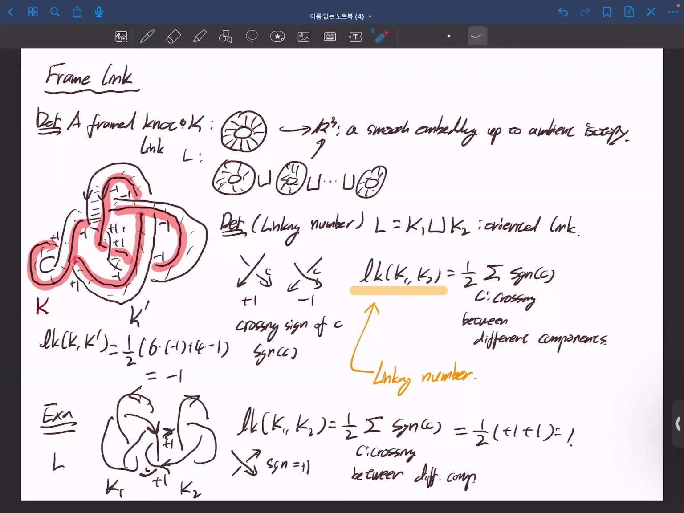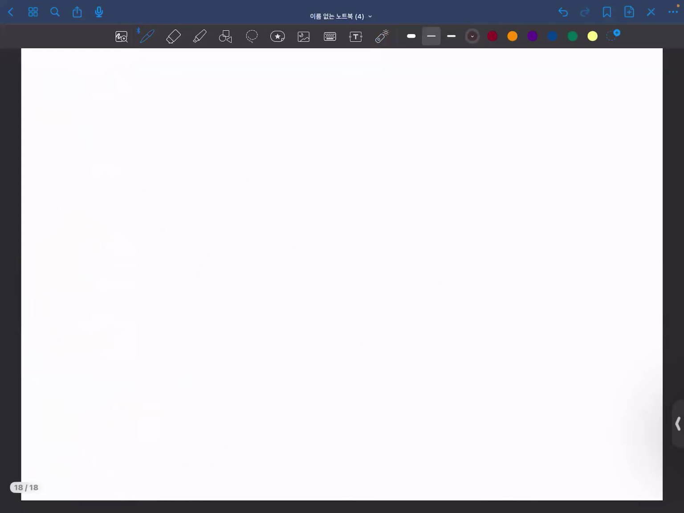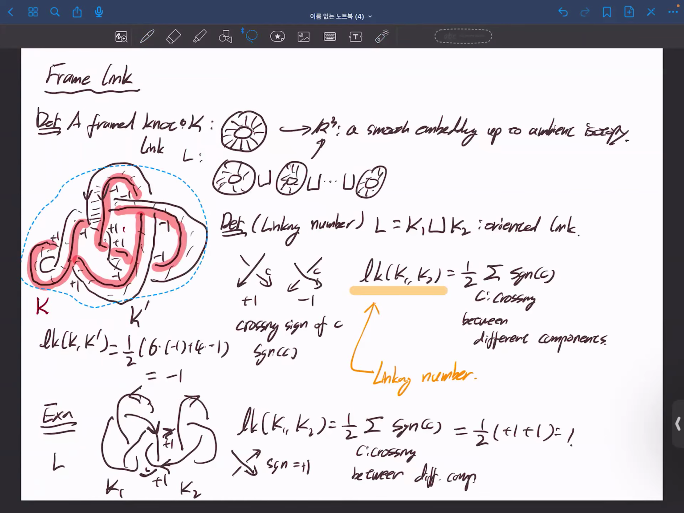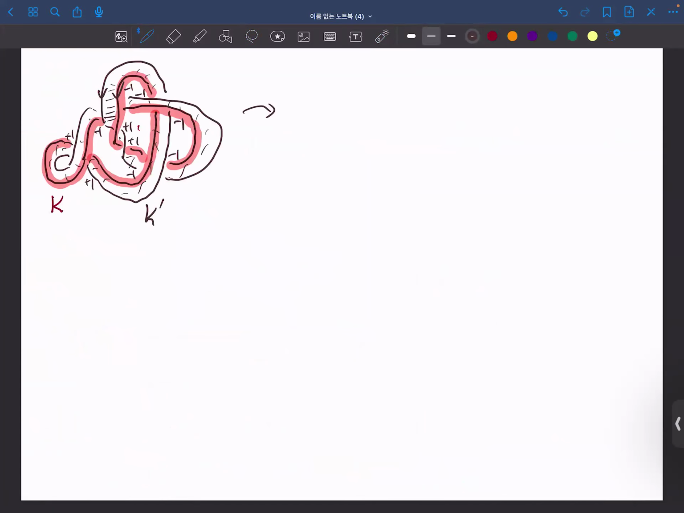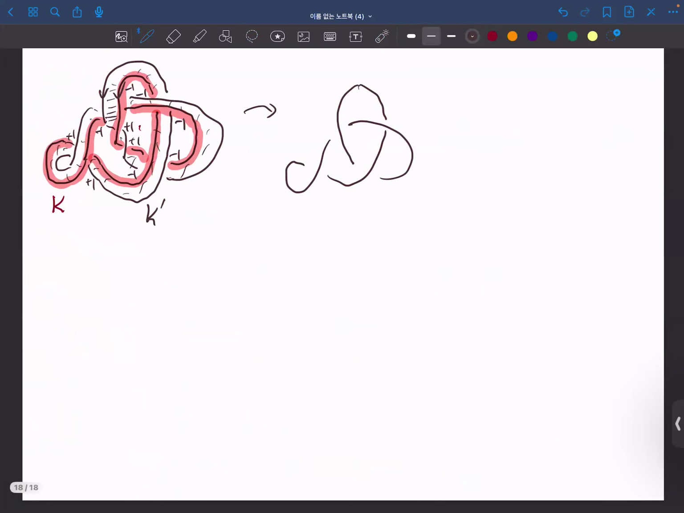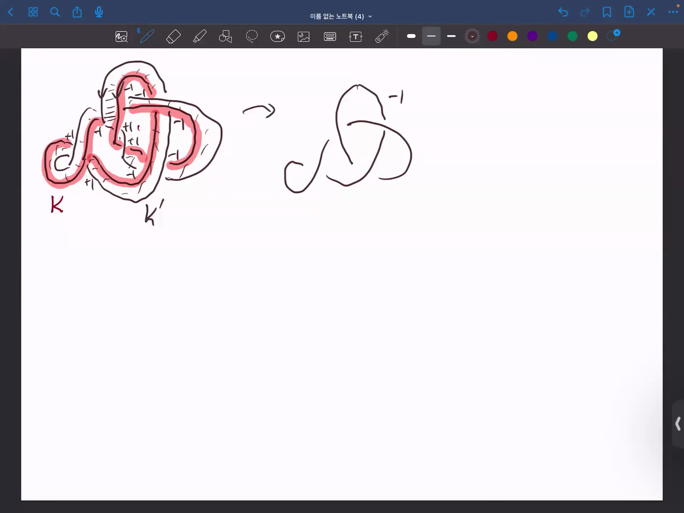And now, instead of this band, if we draw a knot with integer number minus 1, then this can represent the framed knot, because you can easily reconstruct the left part by using this minus 1.